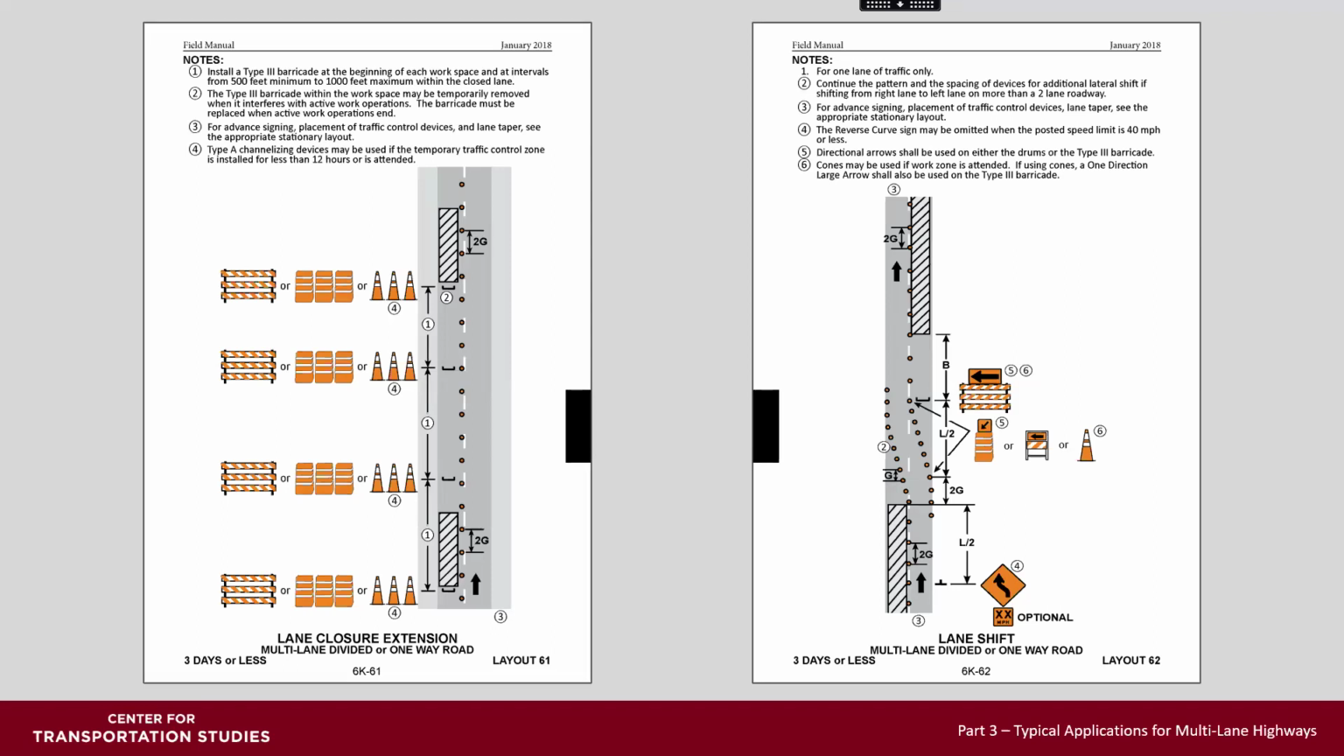When lane closures extend more than 1,000 feet, the closed lane is delineated with a type 3 barricade or type 2 channelizers such as drums. If it's less than 12 hours and the work zone is attended, cones may be used for this indication. It's important to recall from part 1 that cones may only be used in attended workspaces. If workers are not present, type 2 channelizers are required for all of these layouts.